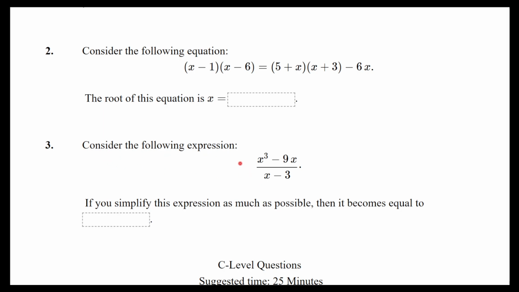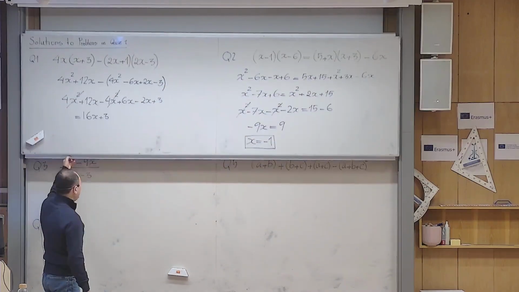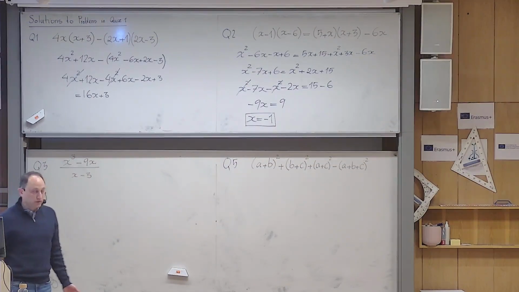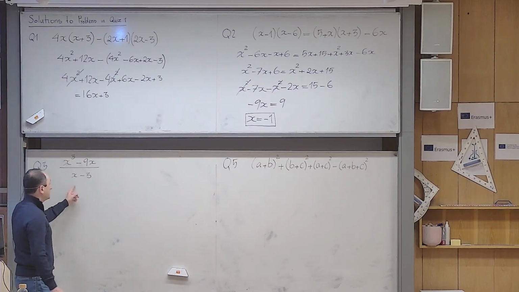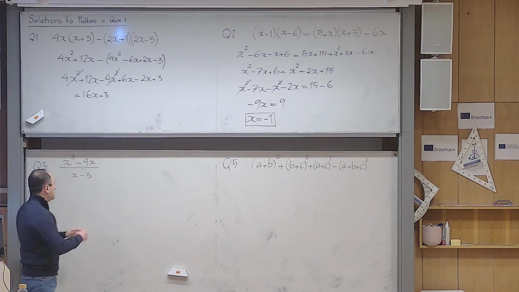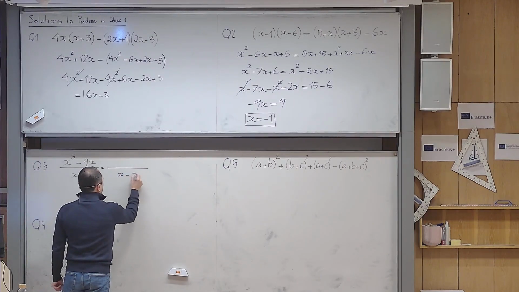So consider the following expression. If you simplify this expression as much as possible, then it becomes equal to what you are supposed to type here. Okay, so this is the question. I told you there is one simple algorithm to this simplification: factorization as much as possible. X minus 3 cannot be factorized anymore, so I can just write it there.